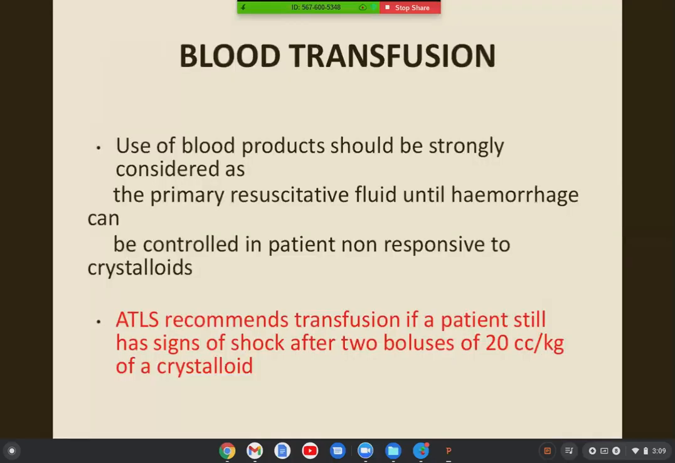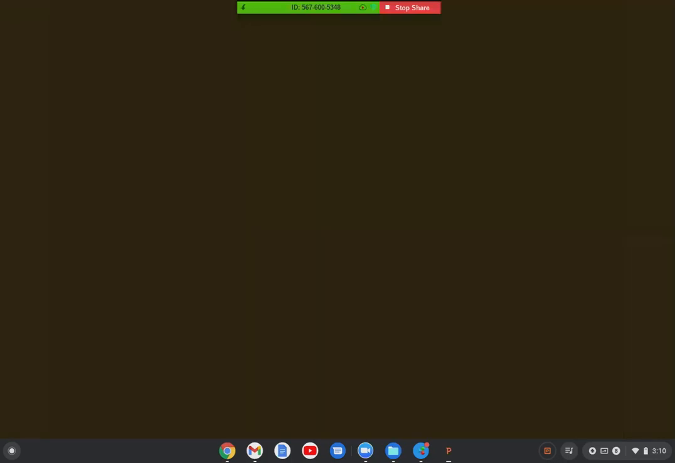The use of blood transfusion should be strongly considered as the primary resuscitative fluid until hemorrhage can be controlled in a patient non-responsive to crystalloid. And ATLS also recommends transfusion if a patient still has signs of shock after 2 boluses of 20 cc per kg of crystalloid, as we have discussed in the previous slides. Then blood transfusion is indicated.